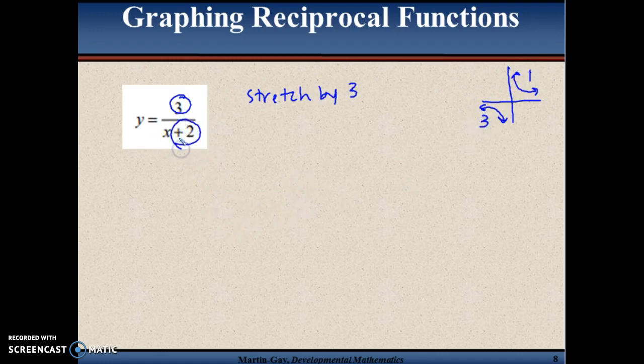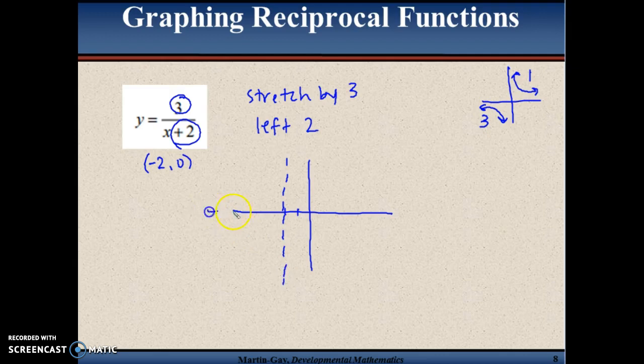This plus 2 is really a negative 2, and that's my h value. So that means that I'm taking my graph and going left 2. My hk point is negative 2, 0. So that's where my asymptotes intersect. So I'm going to go negative 2, 0, and put my dotted lines. I know I'm in quadrants 1 and 3. So there's my graph, or there's a sketch of my graph.